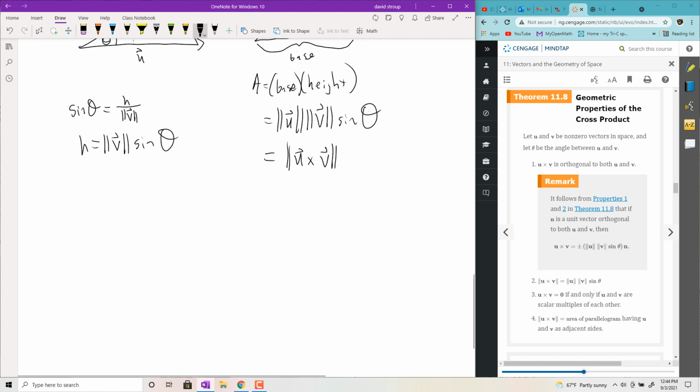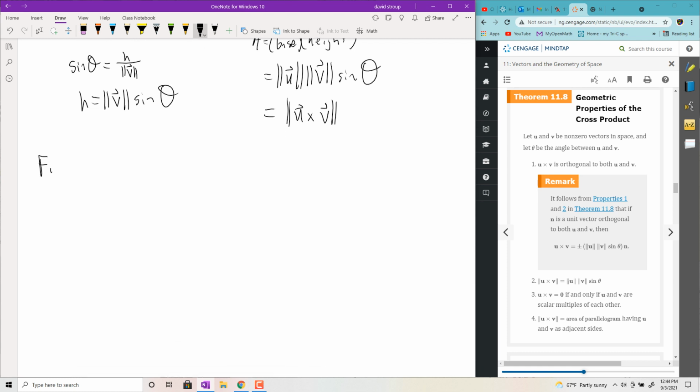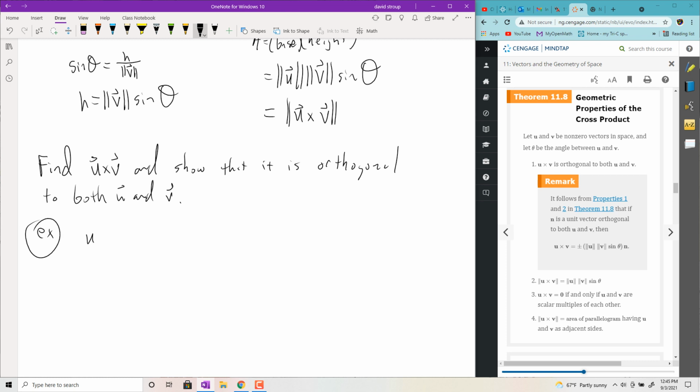The typical problem you see in the homework, what are we going to be dealing with? It's just practice finding cross products, so find u cross v, and then they have this extra question on there: basically just show that the cross product is orthogonal to the individual vectors, so show that it is orthogonal to both u and v. Okay, so let's look at an example. We use standard unit vector notation. So u is i plus j plus k, and then v is 2i plus j minus k. And let's find u cross v.